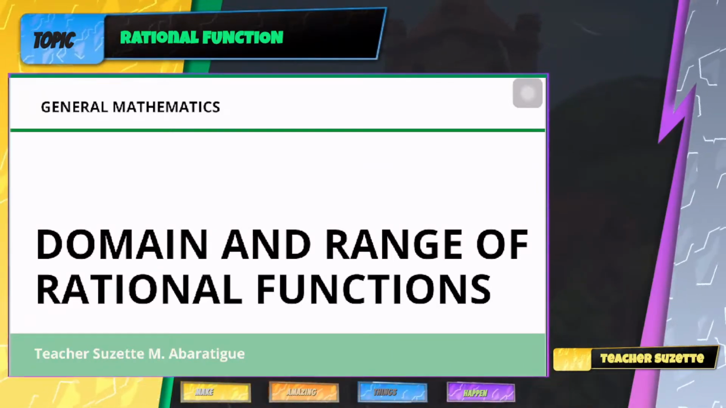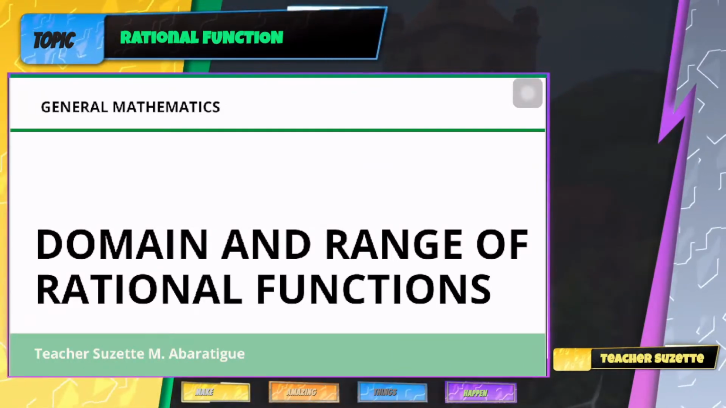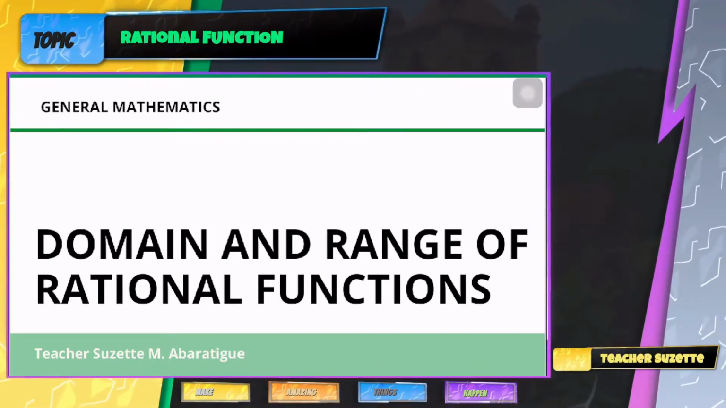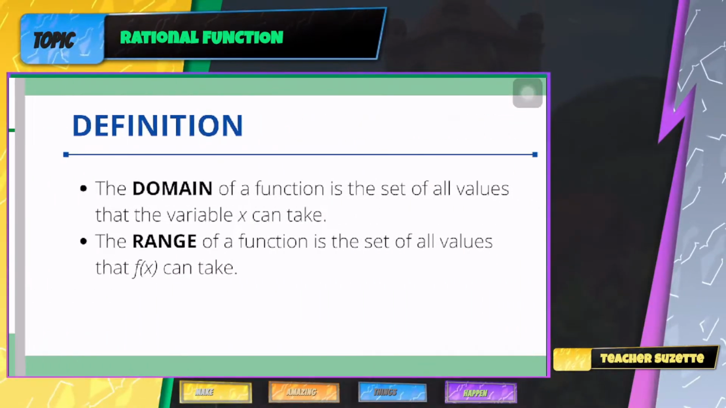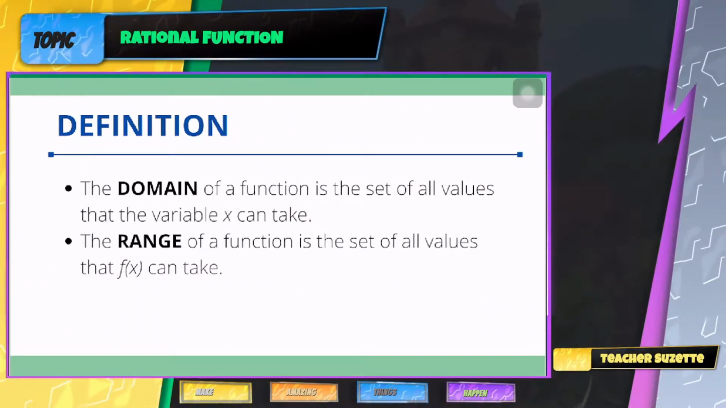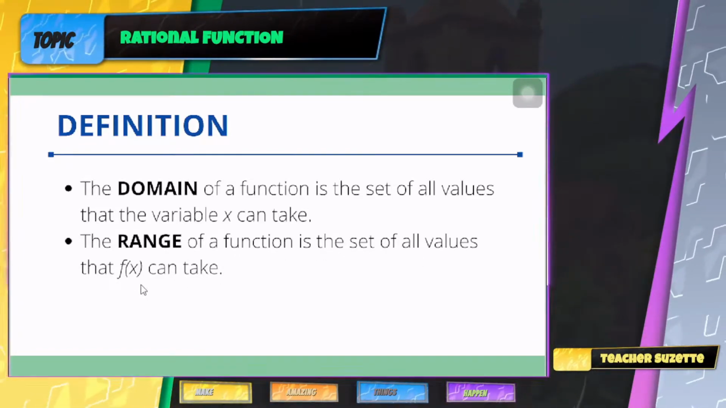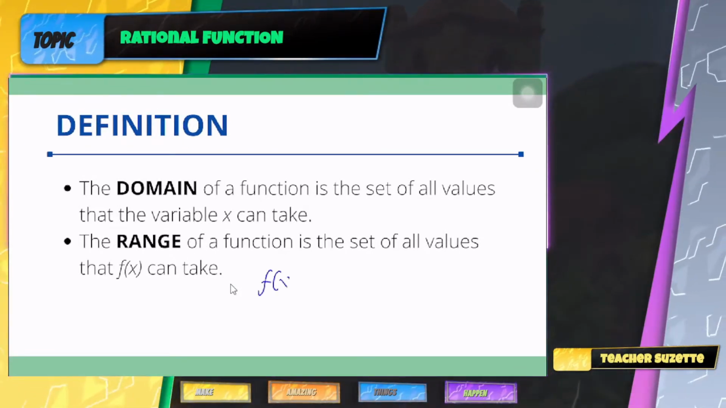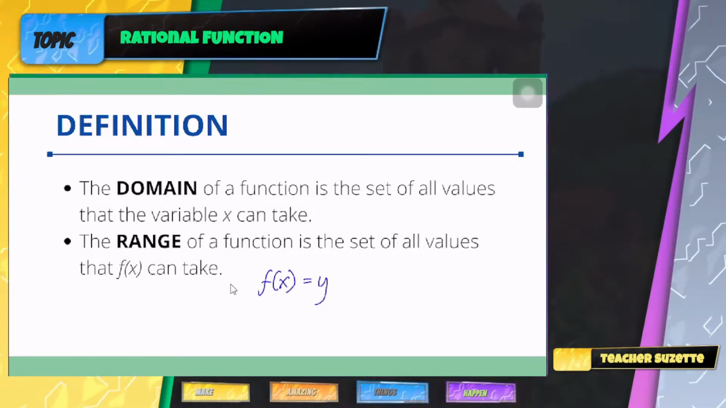Hi class, this video is a continuation of our discussion regarding the domain and range of rational functions. Specifically, we are going to solve for the range of a rational function. Again, the domain of a function is the set of all possible values that the variable x can take, and the range of a function is the set of all values that f of x can take. And take note that f of x is equal to y.